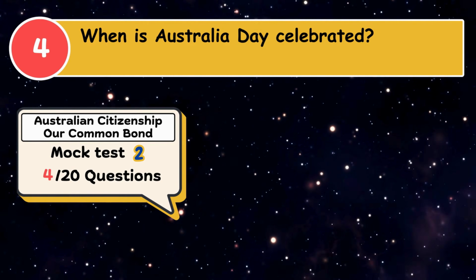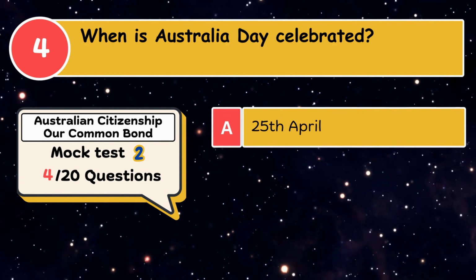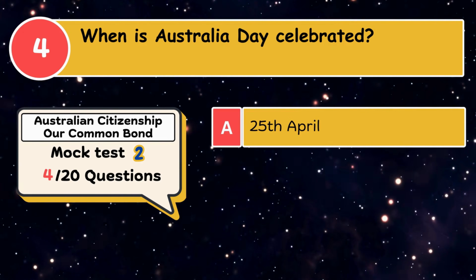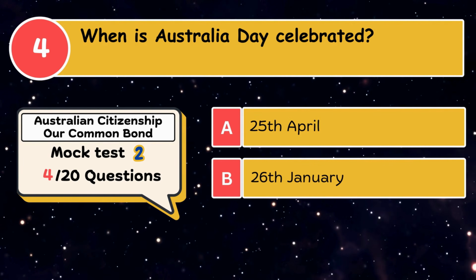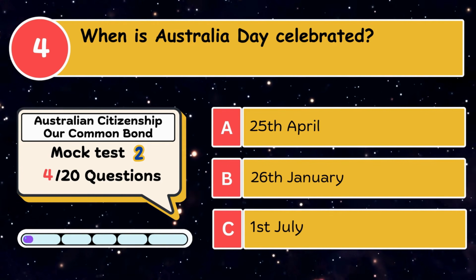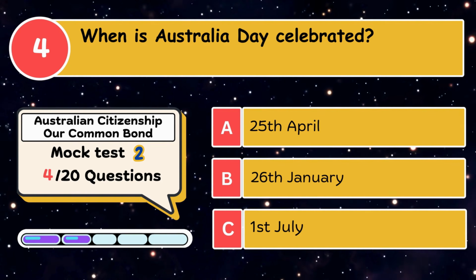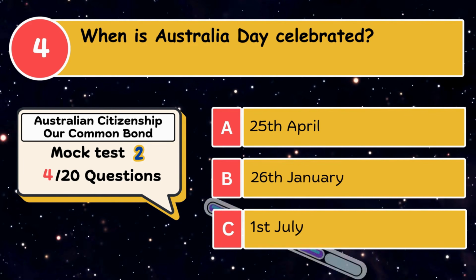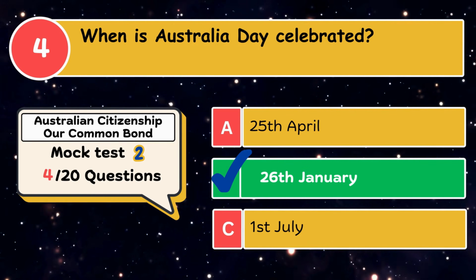When is Australia Day celebrated? A. The 25th of April. B. The 26th of January. C. The 1st of July. The correct answer is the 26th of January.